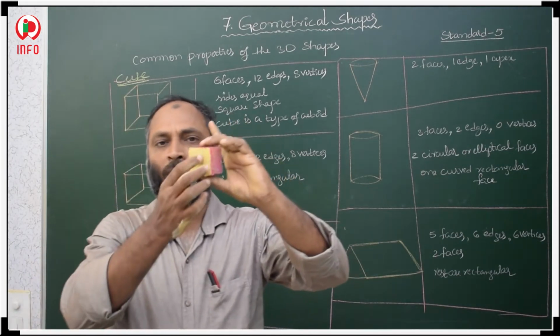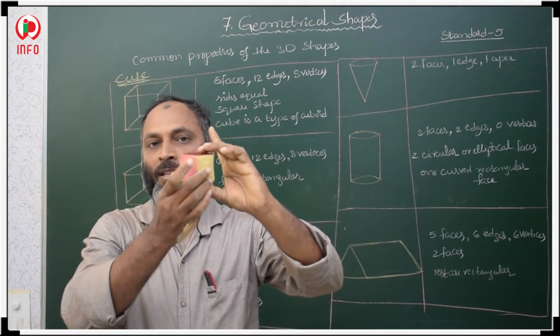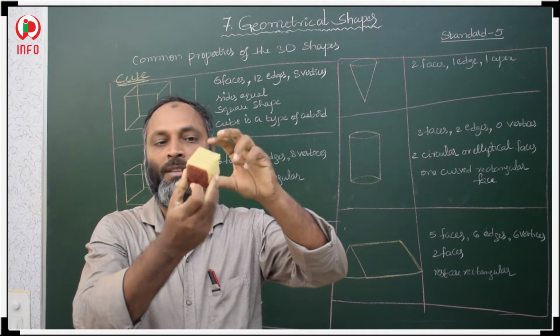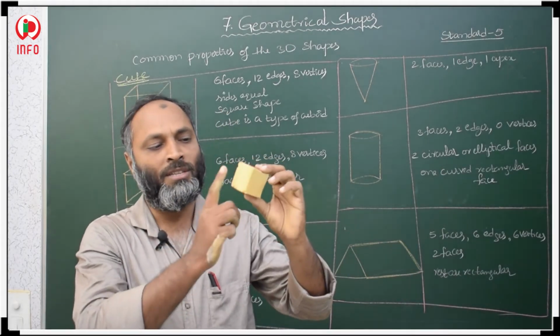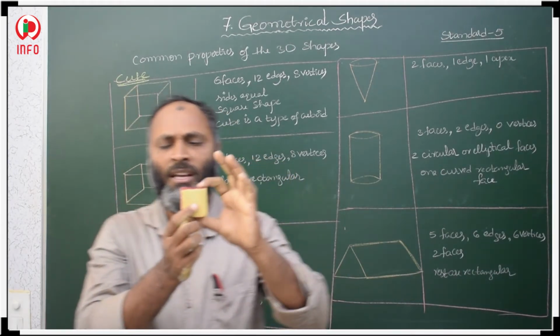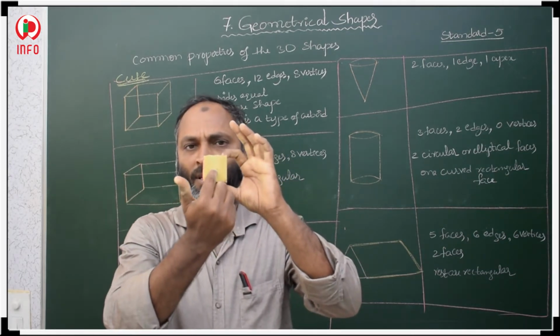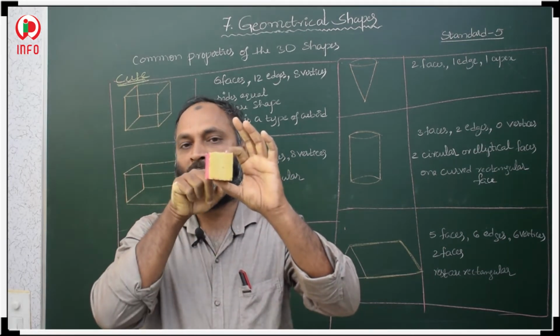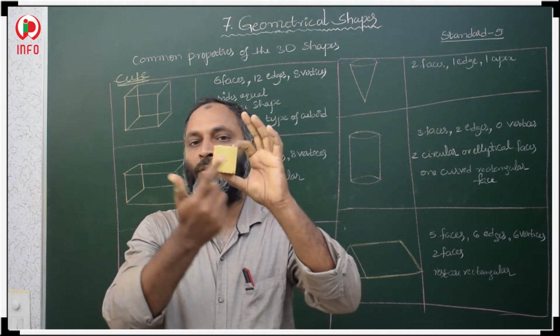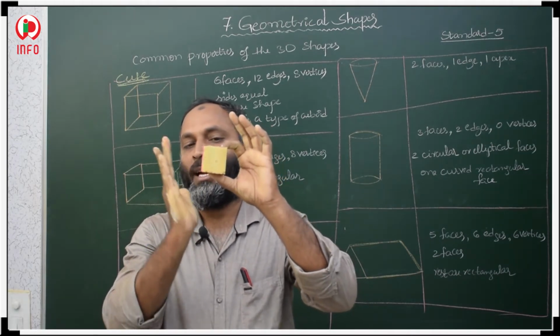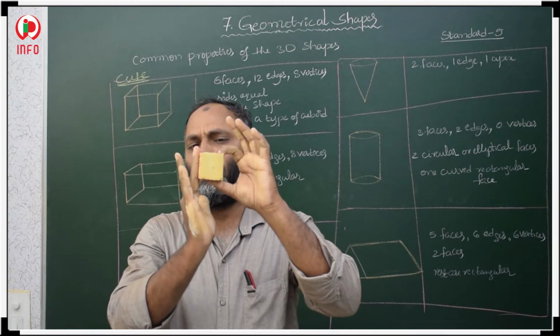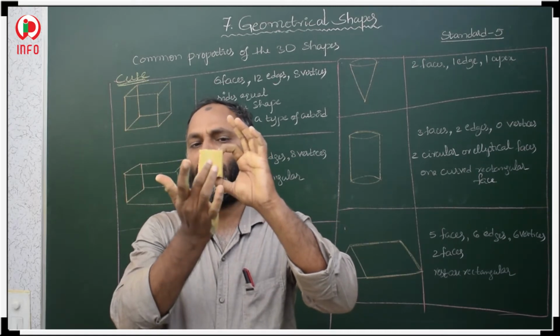In a cube all 6 faces are equal. All 6 faces are in square shape. This is the first face, and the back side face. Both are the same. Front and back side faces are the same. And this side face and this side face are the same.